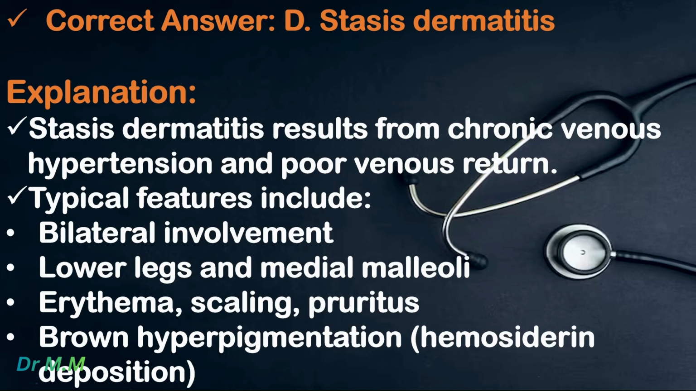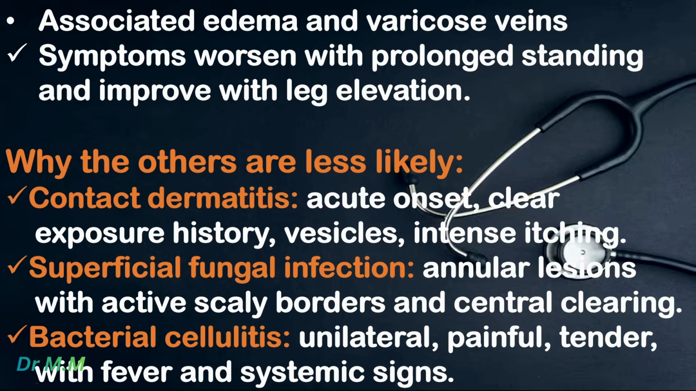Explanation. Stasis dermatitis results from chronic venous hypertension and poor venous return. Typical features include bilateral involvement, lower legs and medial malleoli, erythema, scaling, pruritus usually present, and brown hyperpigmentation because of hemosiderin deposition, associated edema, and varicose veins. Symptoms worsen with prolonged standing and improve with leg elevation.